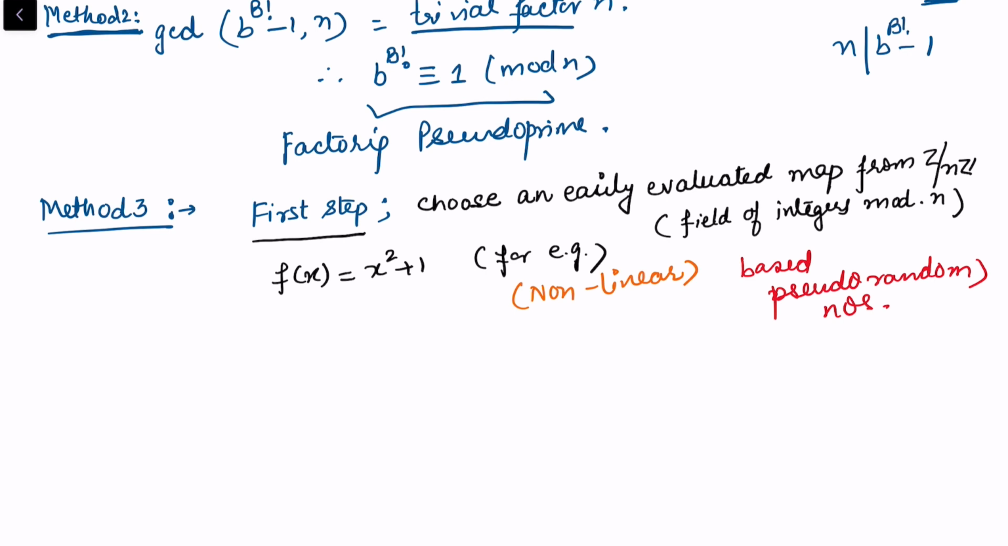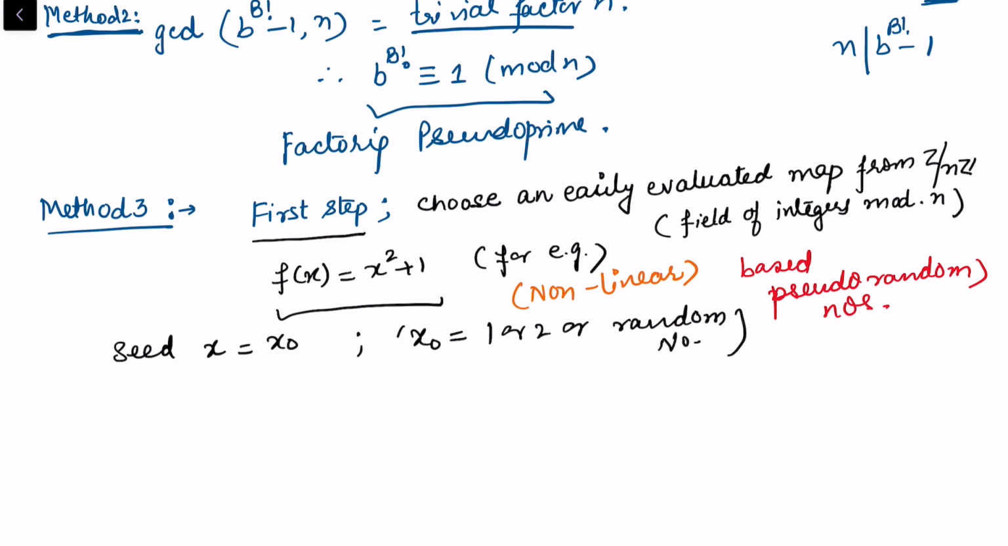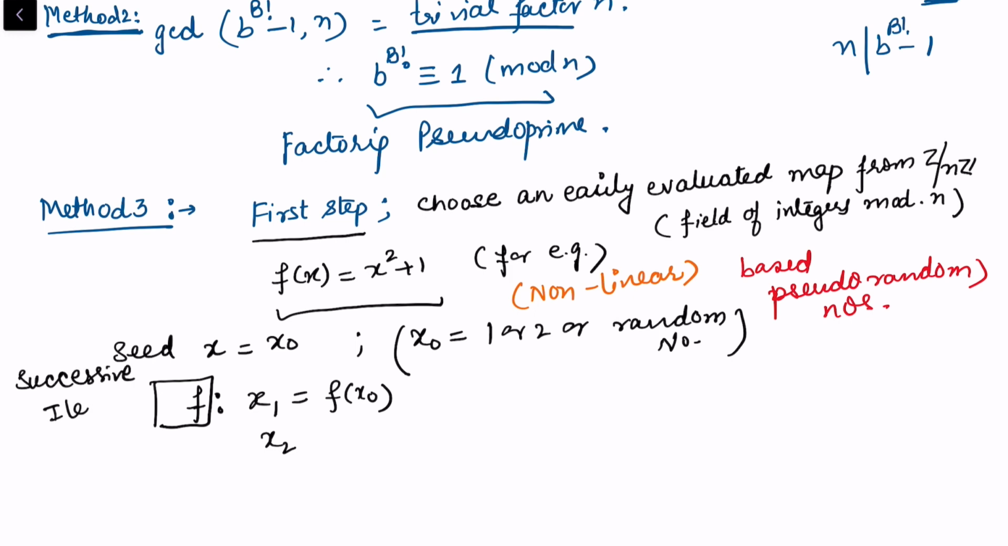Now let's see what the procedure is. Once we fix this map, which is f of x, and we fix a seed value x equal to x naught, we may take, for example, x to be 1 or 2 or any random number. So again, we start from a random number and then we start doing the successive iterations of the map f. So x1 is equal to f of x naught, and then we apply it to get x2. This is with respect to this map, the successive iterations.